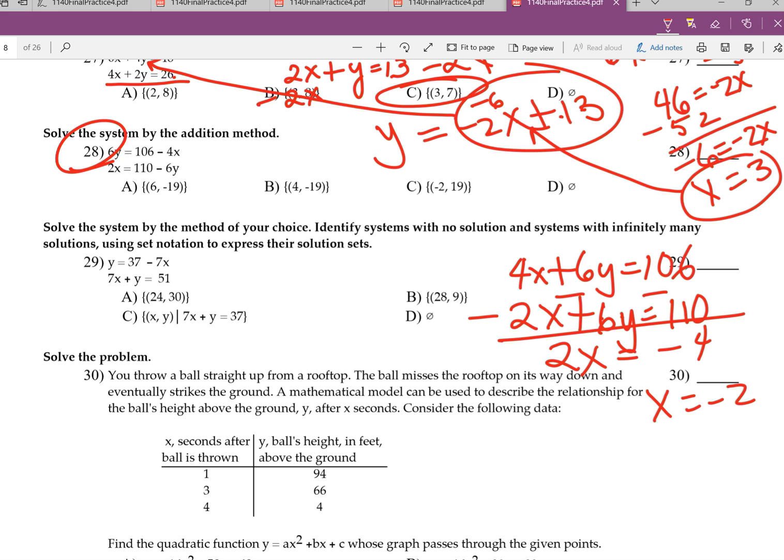Alright, and if you continue that process, for 28, this should be C. This would be your only answer with the negative 2. If you wanted to find out the rest of it, you would just substitute.